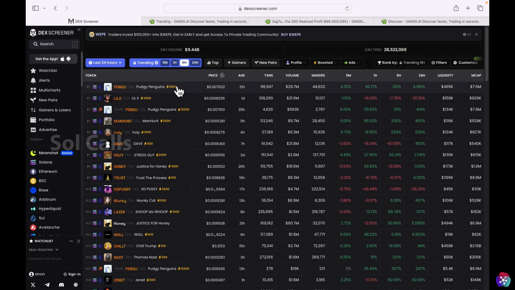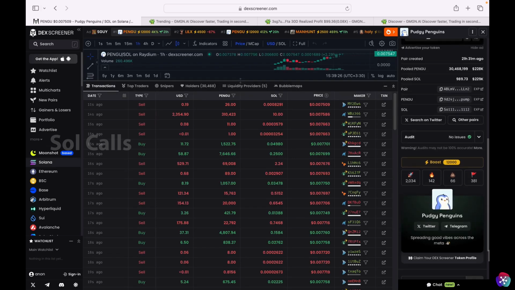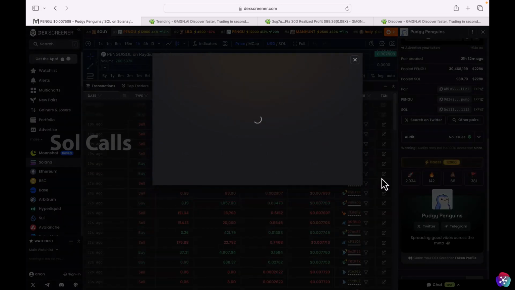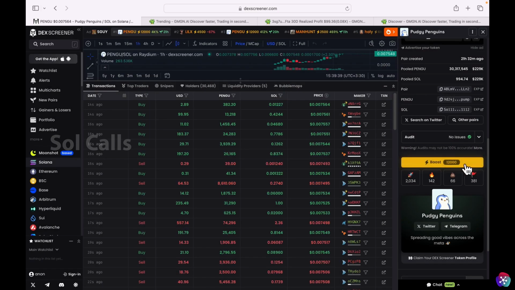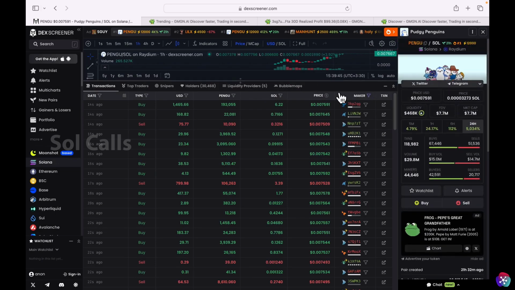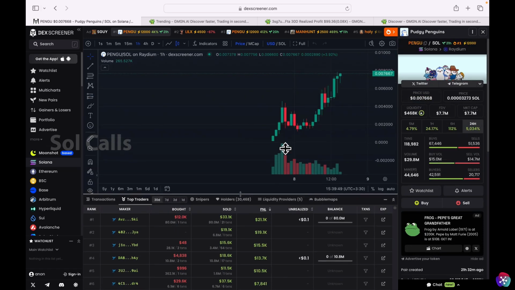This project spends so much money. For example, this project spends something around 12,000 boosts. To have 500 boosts, you have to spend something around $4,000. And this project already bought 12,000 boosts. This is great. I prefer to find some wallets in top traders for some tokens like this. This is the strategy that I like.